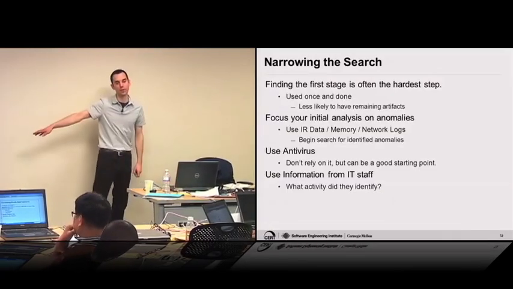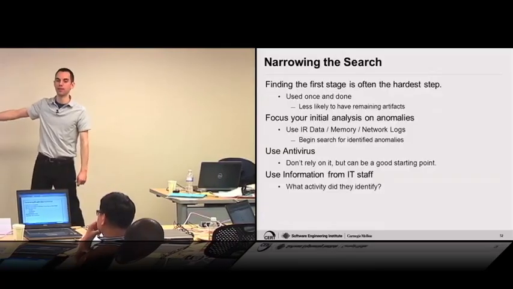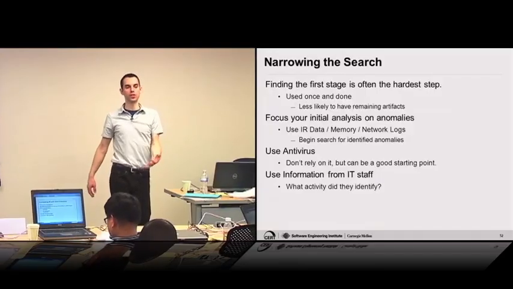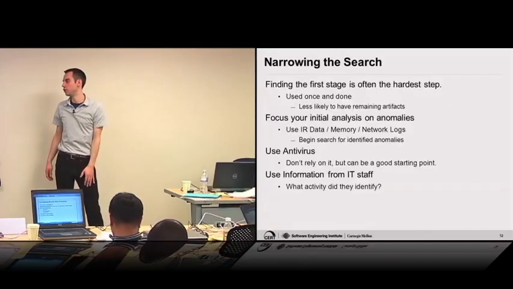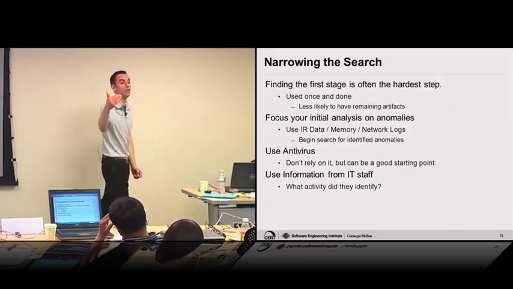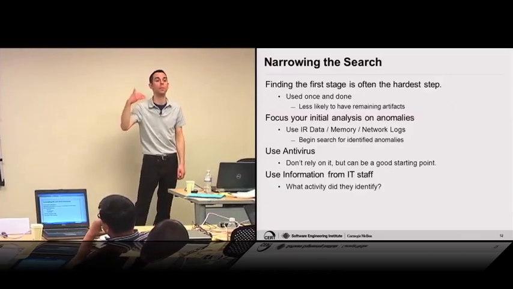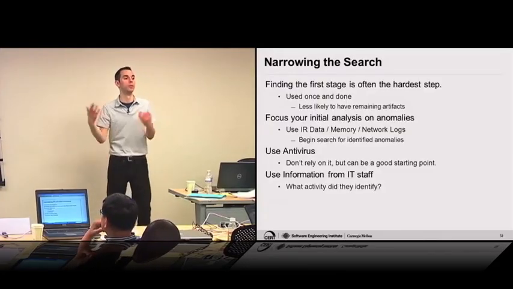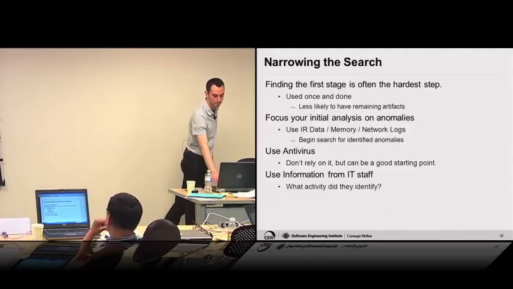And also use the information from the IT staff, or whoever identified the incident, right? How did you identify it? Why was this abnormal to you? Why did this stand out to you? And so on and so forth. I should also have down here, what actions did they perform? Did they do anything to try to mitigate the incident? Did they run any applications? Did they remove anything, or anything like that?